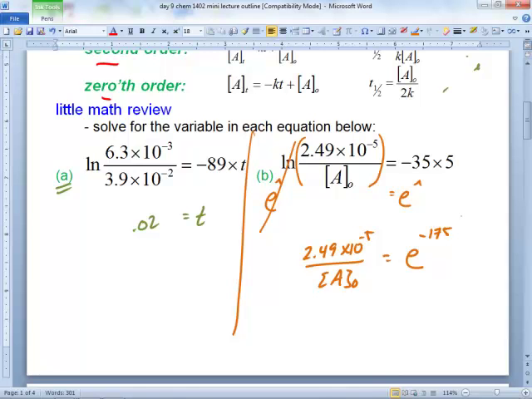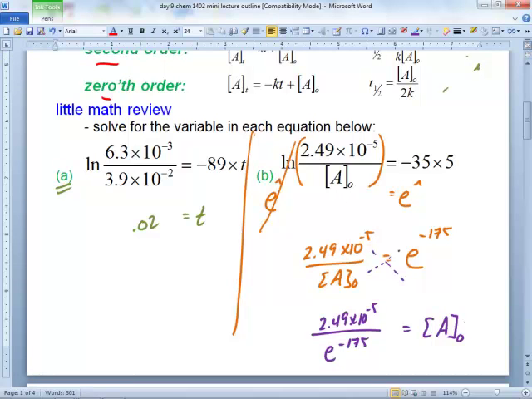Now what would you do? Now we can do what Eric wanted to do, the diagonal game. So we'll have 2.49 times 10 to the negative 5 all over e to the negative 175 as my answer. But that's not much of an answer. You've got to simplify it. So let's see if you can figure out how to do it.